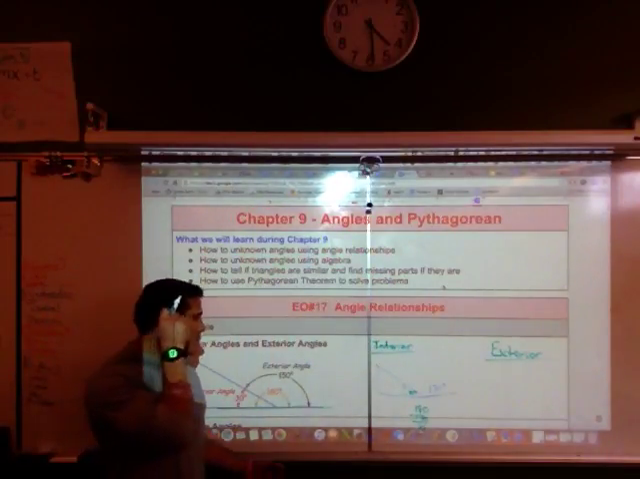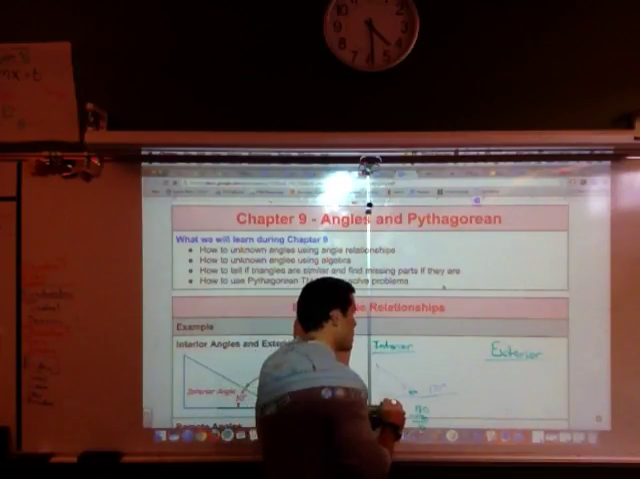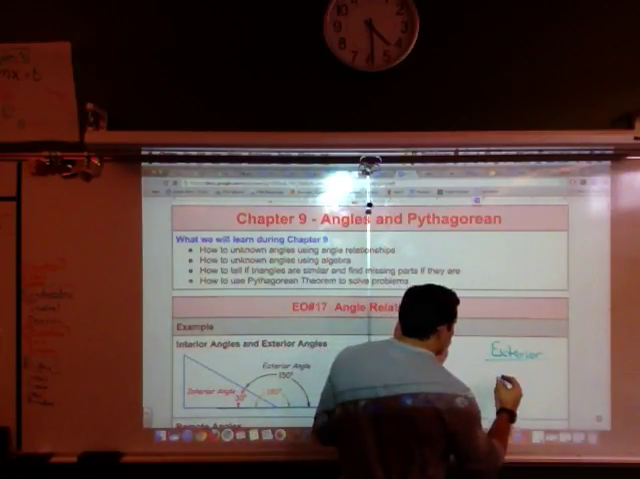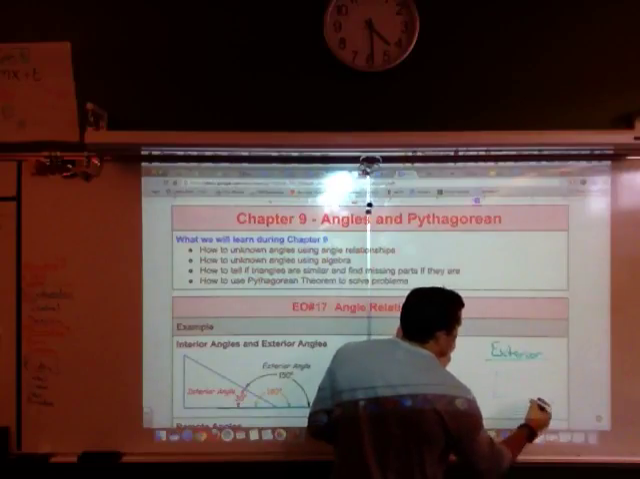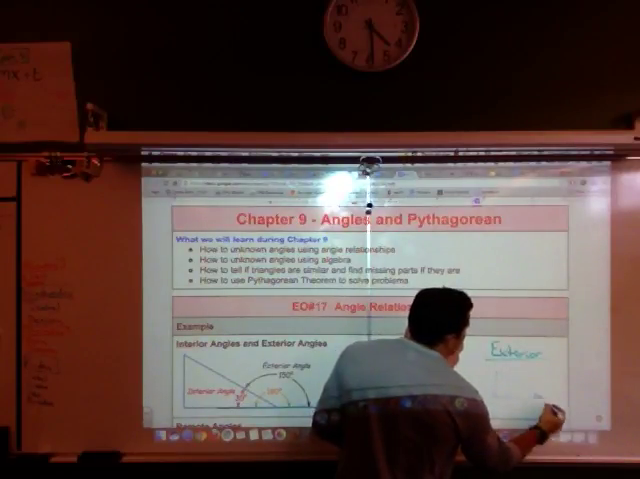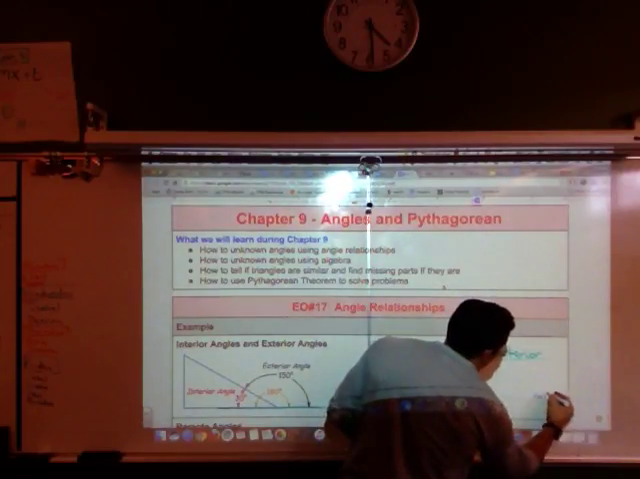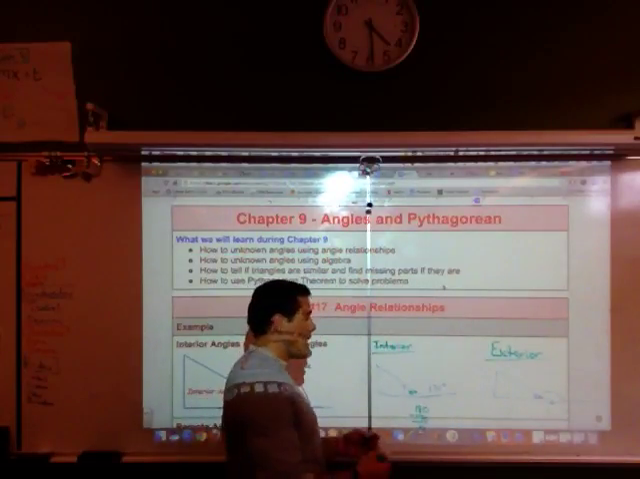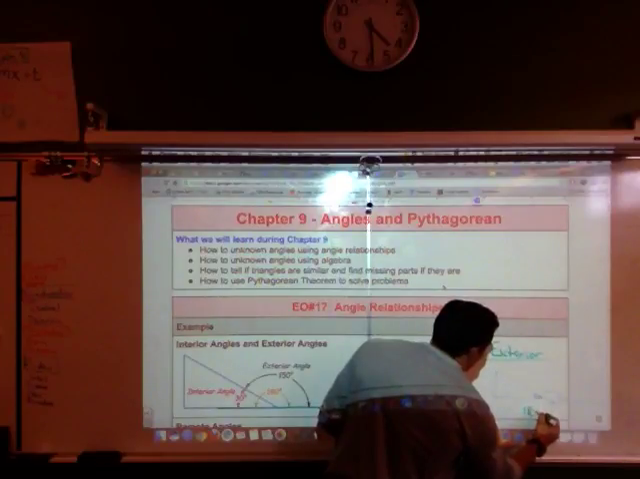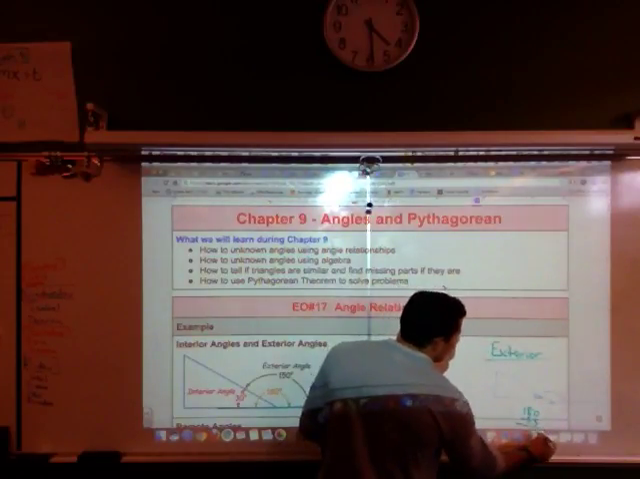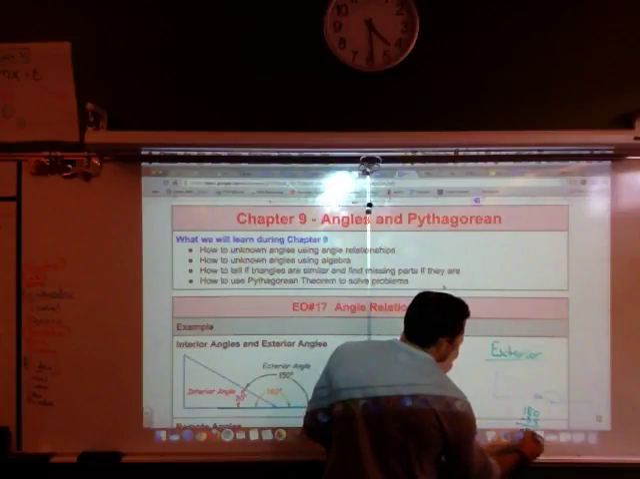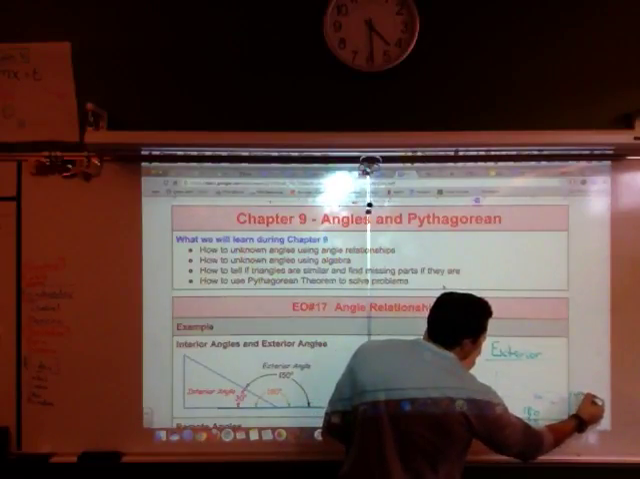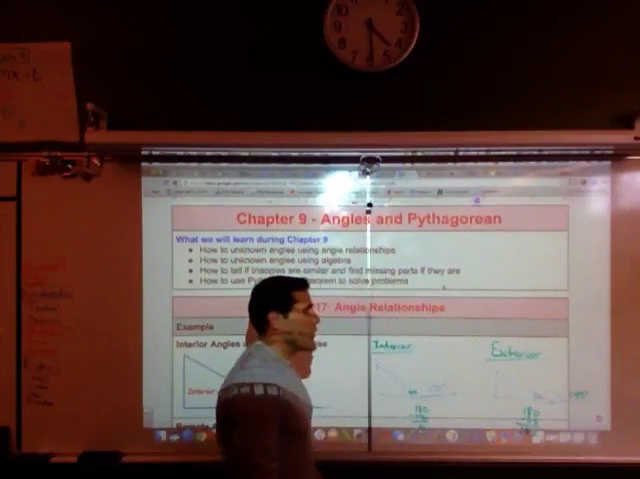Okay, I can do the same concept with the exterior. I'm going to create a triangle. If I know that this is 35 degrees, I should be able to find this exterior angle right here by just doing 180 minus 35. I'm using up that 35 degrees of this straight angle. Leaves me with 145 left. 145 degrees out there.